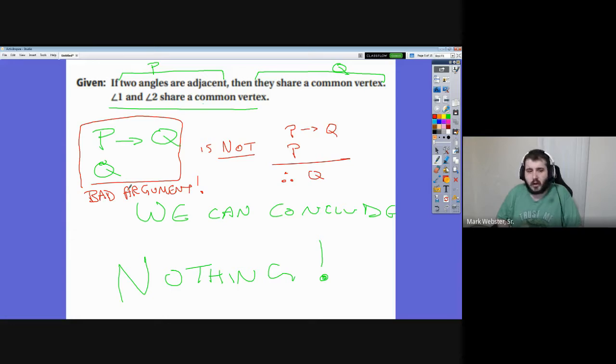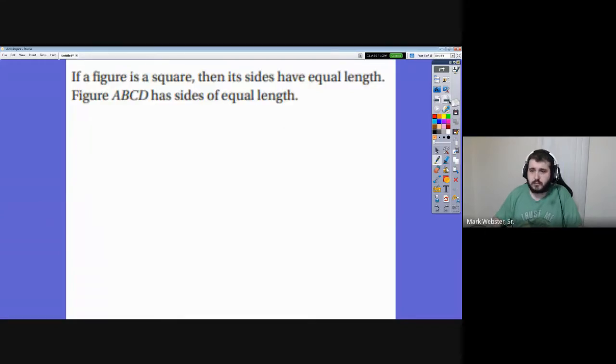So this is what I've circled here in red. This one, P implies Q, Q, that's a bad argument. You don't have anything that you can conclude there. So be careful. Be careful. So take a look at this one, look at it, see if you can understand why it's not true.